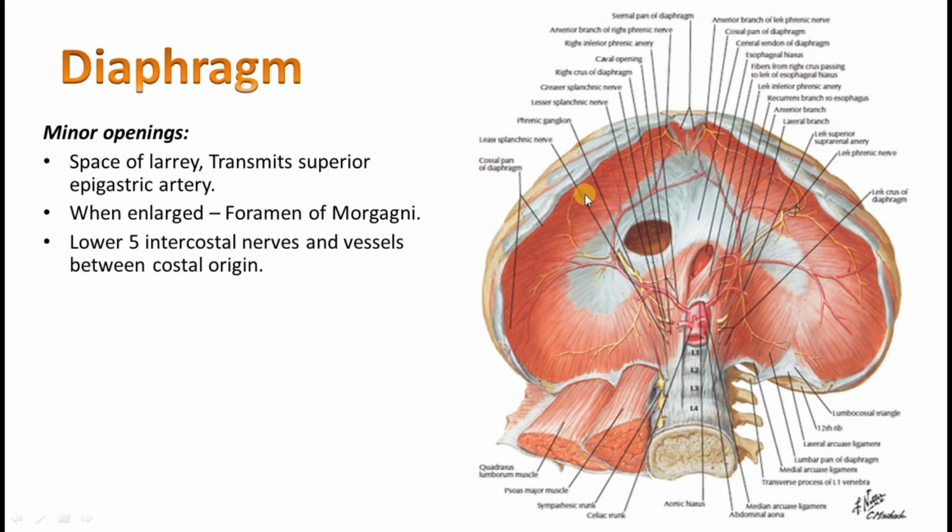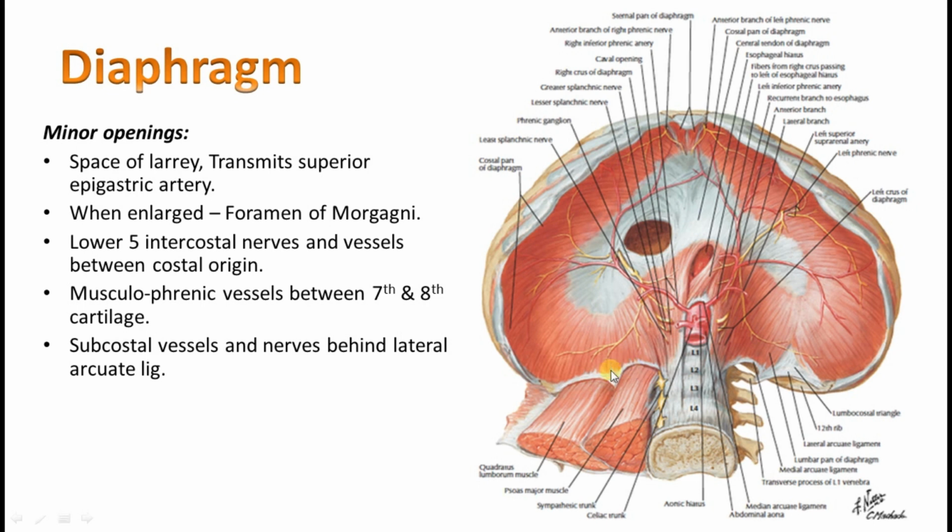The next, intercostal nerves between the costal fibers, the origin of the costal fibers between the ribs and the costal cartilage. The intercostal nerves pierce and supply the diaphragm. The peripheral part of the diaphragm is mainly supplied by the lower 5 intercostal nerves, and vessels also pass along with the nerves. Between the 7th and 8th costal cartilage, the musculophrenic vessels pierce, and mainly supply the undersurface of the diaphragm.